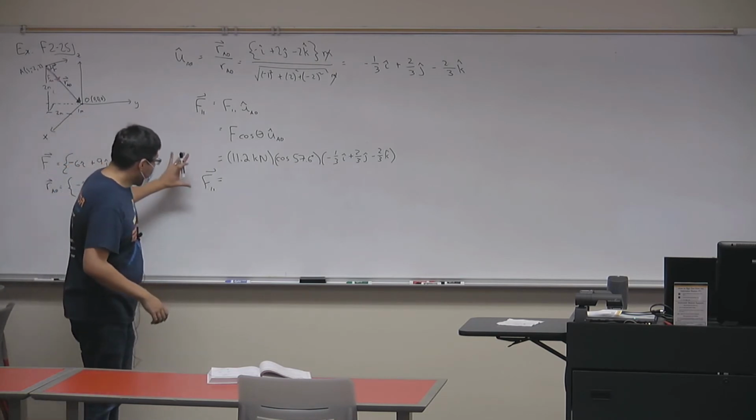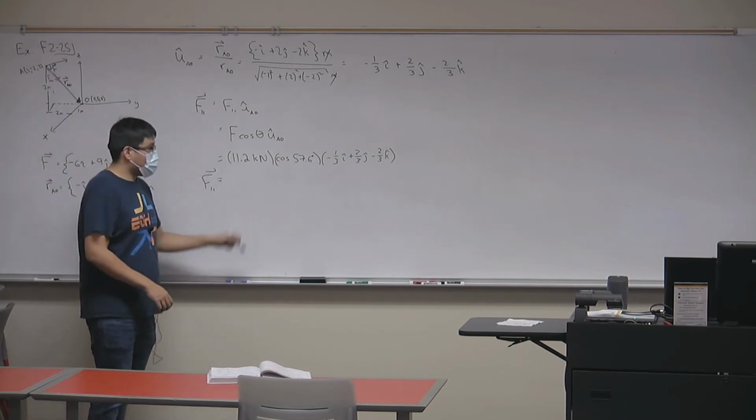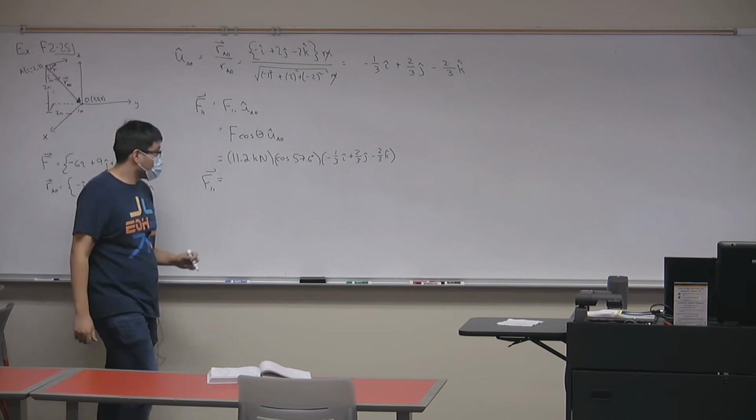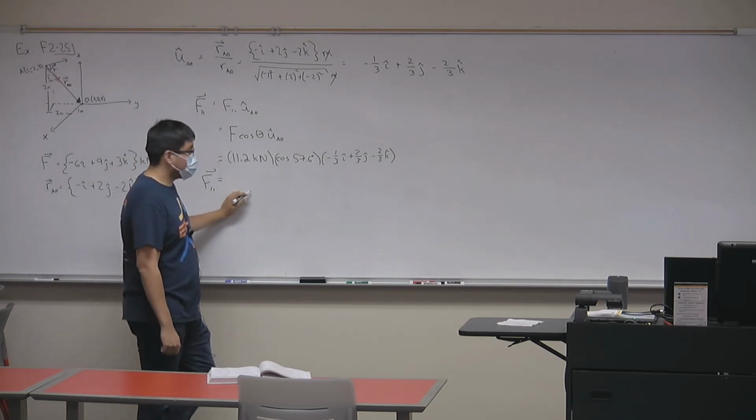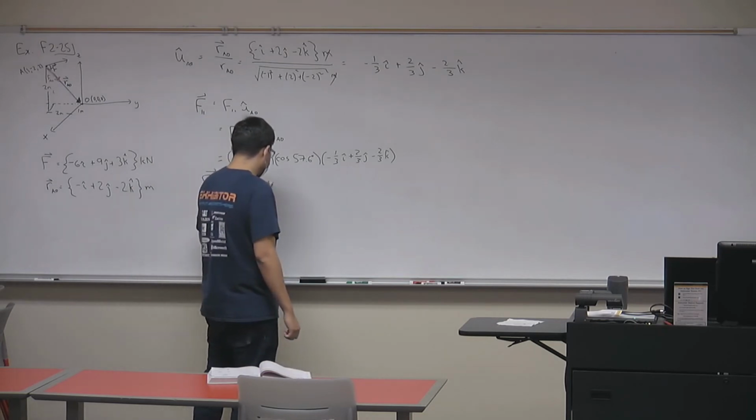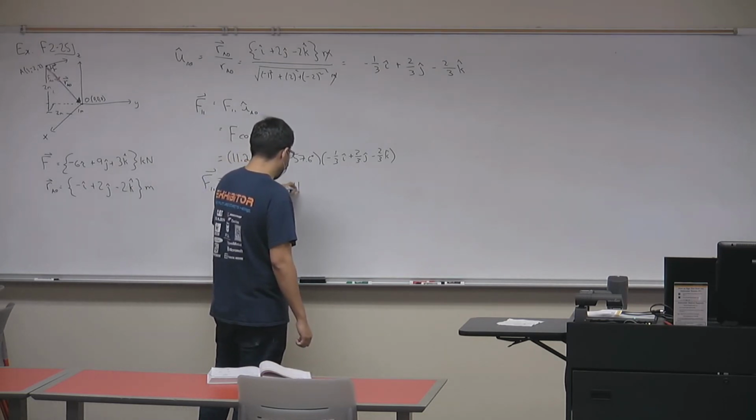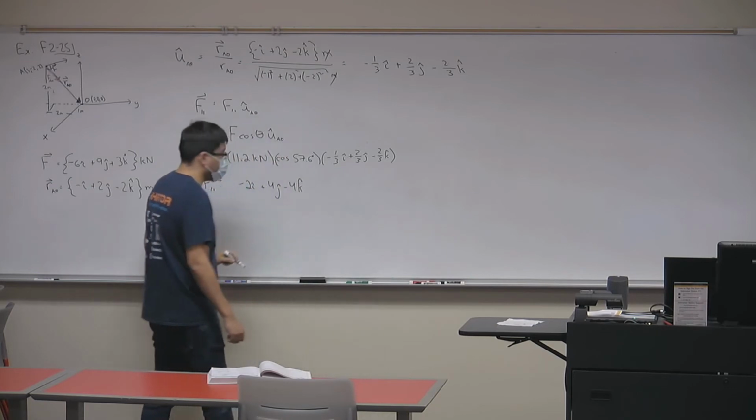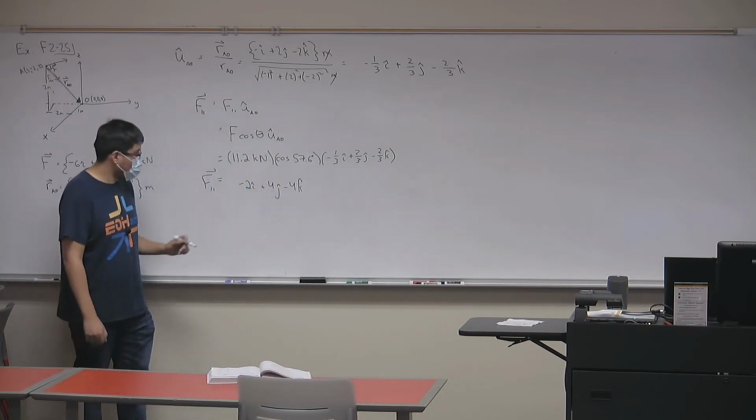But anyway, what is this force vector? I got -2 i hat plus 4 j hat minus 4 k hat. It's actually pretty clean, right? I was expecting something a bit more complex.